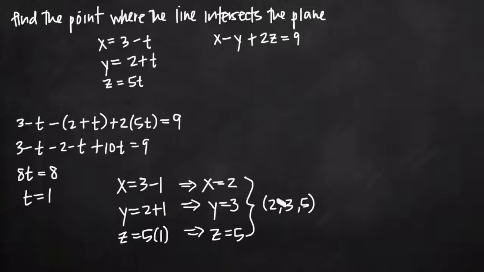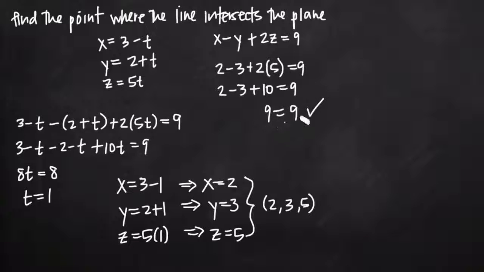All we need to do, just to verify that we did everything correctly, is plug this coordinate point into the equation of the plane. If this coordinate point satisfies this equation, then we know that we've done it correctly and we have a true point of intersection. So let's plug in 2, 3, 5. What we'll get here is 2 minus 3 plus 2 times 5 is equal to 9. When we simplify, we get 2 minus 3 plus 10 equal to 9. 2 minus 3 is a negative 1, plus 10 is a positive 9, so we get 9 equals 9, and we can say that that is true.